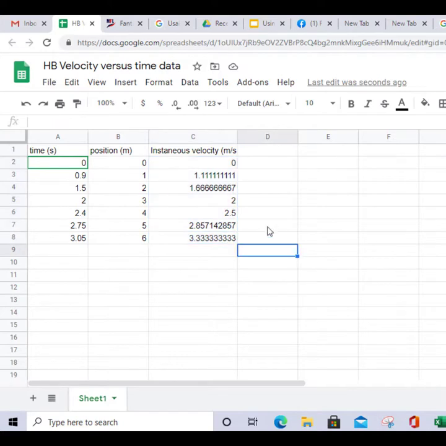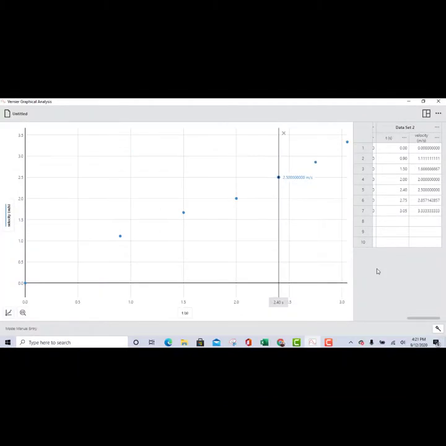And I see, okay, I see that. But how am I going to know how much it's changing? Well, you can graph. So I took that data and I put it into our friend graphical analysis, and I looked at what it looked like. All right, so this is looking a little bit more linear.